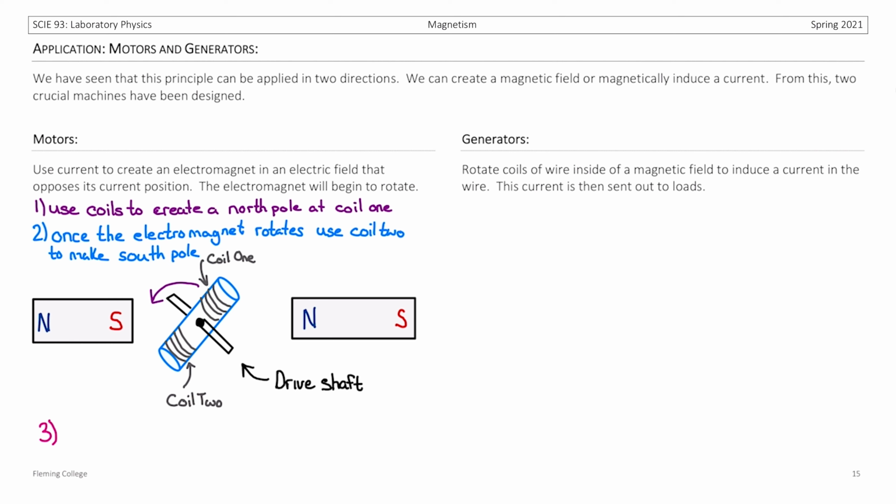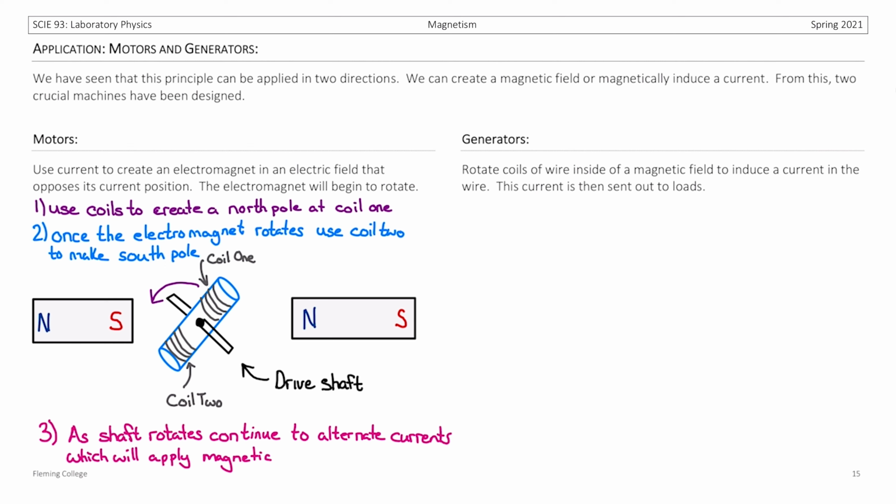As the electromagnet continues to rotate, thus turning the drive shaft, we can continue to change the polarity of the coils on the electromagnet, which will again encourage the rotation to continue, and we can harvest all of that new kinetic energy that we've generated in the drive shaft. This is how electric motors turn electricity into kinetic movement.